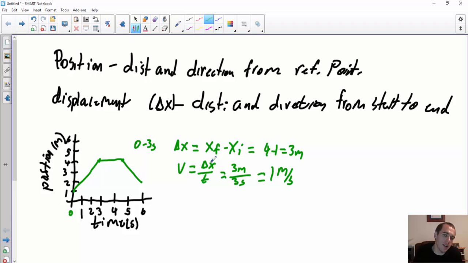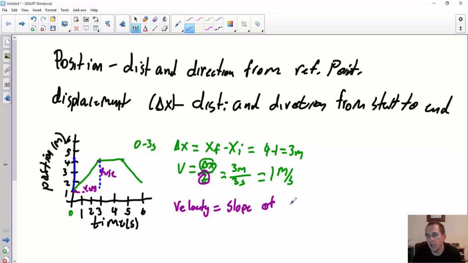Now what's interesting about this is this change in position is really from here to here. And the change in time, this t, is really this time from here to here, which means we have rise over run, which means we've really got slope. So what I can say is velocity equals slope of a position time graph. Well, what's cool about that?